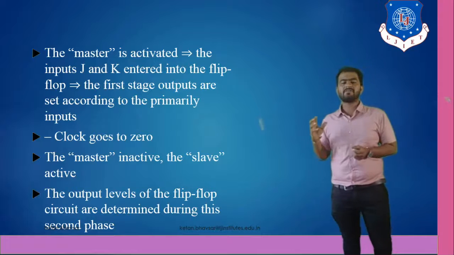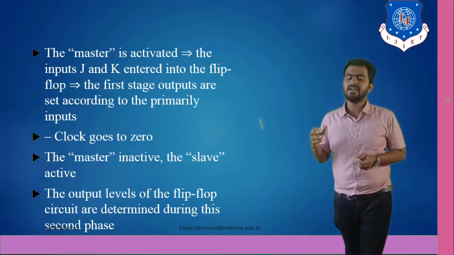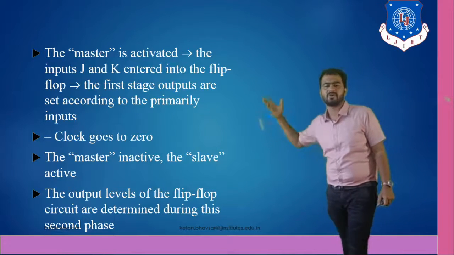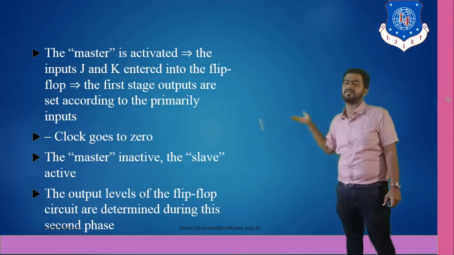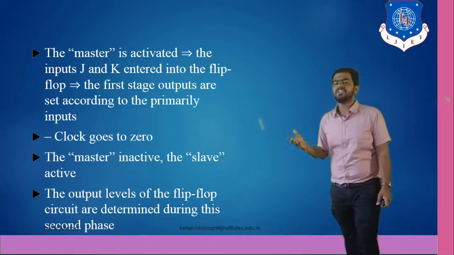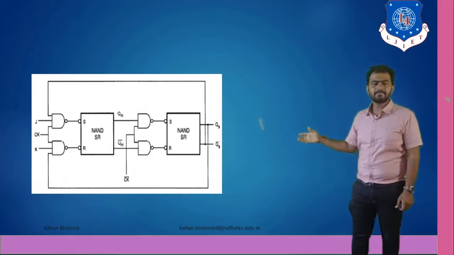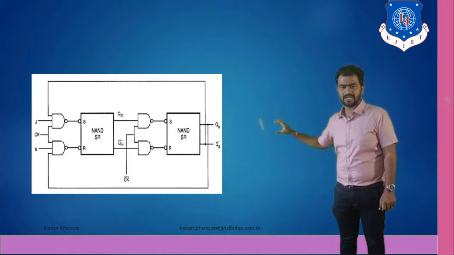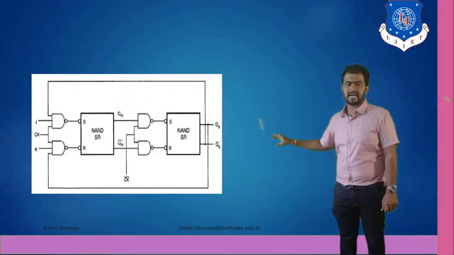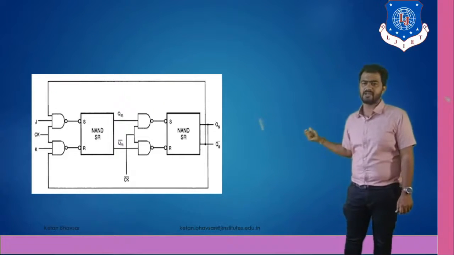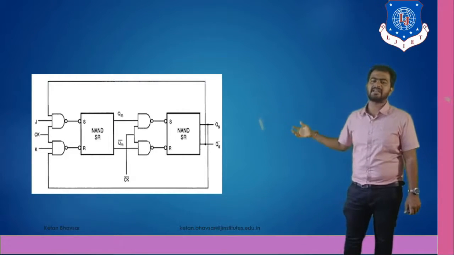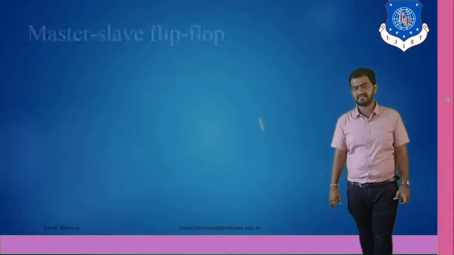The output levels of the flip-flop circuit are determined during the second phase. Ultimately, when your second phase is turned on, then and only then will your output be generated, because after the master comes the slave, and after the slave your output will change. As you can see, J, K, the master output goes to the slave's S and R inputs, and finally you are getting Q and Q bar. So ultimately, the first SR latch works as the master and the second one works as the slave.